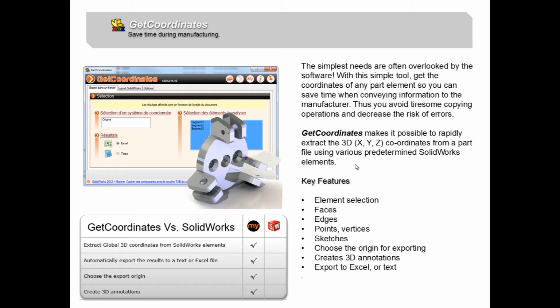This is a great tool if you have to send out a lot of XYZ coordinate information to manufacturers. The GetCoordinates tool makes it possible to rapidly extract the 3D, which is the XYZ coordinates, from a part file using various predetermined SolidWorks elements. As you may have guessed, these SolidWorks elements are faces, edges, points, vertices, sketches, and you can choose the origin for exporting, or you can also choose a coordinate system. You can create 3D annotations and export those XYZ coordinates to Excel or a text file.